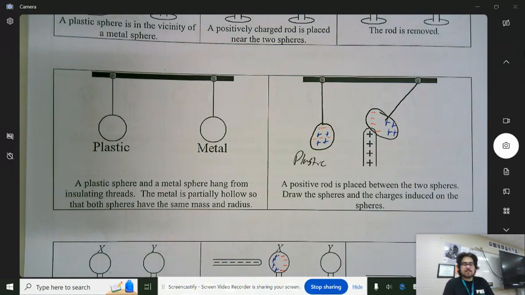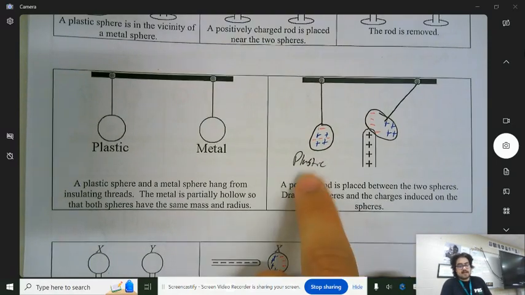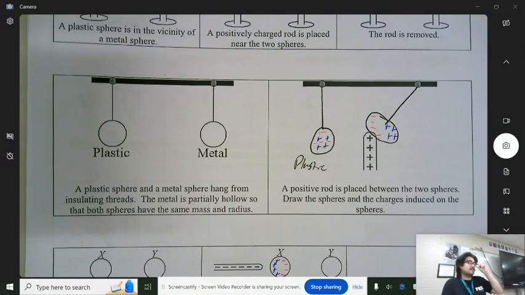And if you take a positive rod and place it between the two spheres, then what's going to happen is the plastic sphere is going to be unaffected because the charges on it can't move around to shuffle themselves so that the attracted charges are on one side and the repelled charges are on the other side. So it's not really going to do anything.